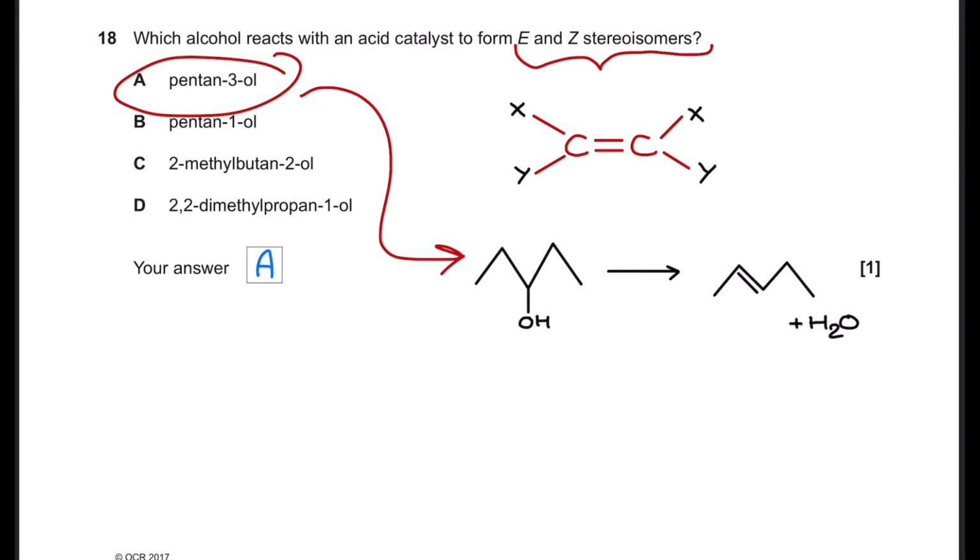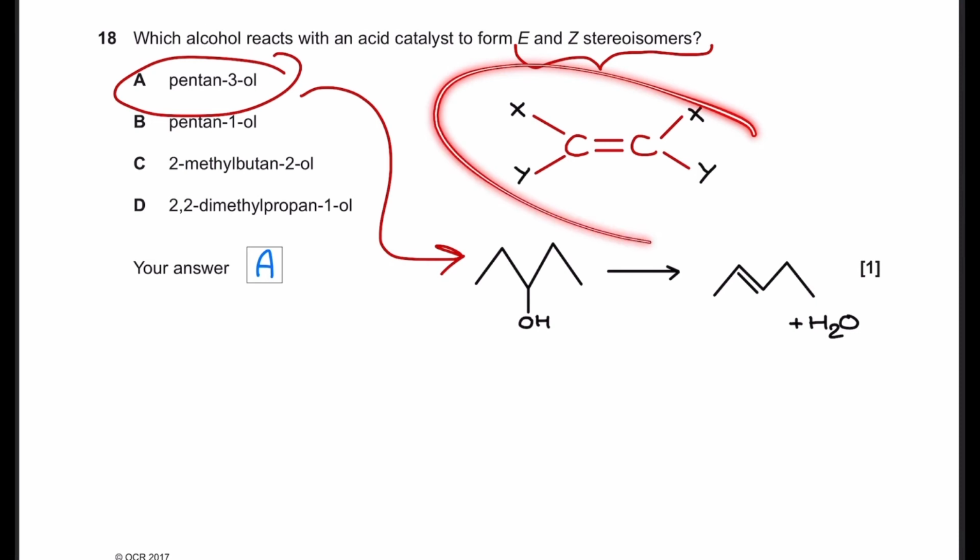Moving on to question 18, we're asked which alcohol reacts with an acid catalyst to form E and Z stereoisomers. This is a real time thief question, and I'm very grateful that the correct answer was A here, because if it was further down the list, you're definitely going to be on this one for quite a while. I've written out the reaction equation for you so you can see the product of pent-2-ene here for when the pentan-3-ol reacts with an acid catalyst to form an alkene. And I'm also aware that I was meant to be forming an alkene because the question mentioned E and Z stereoisomers, and that only applies to the alkene functional group in organic chemistry at A level.